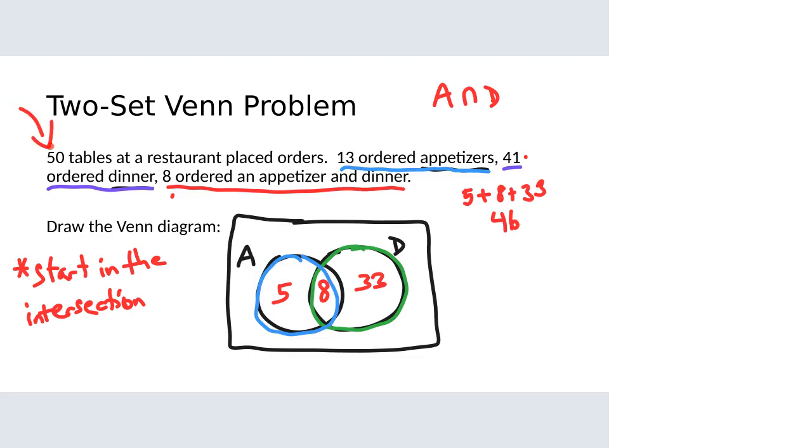I have 50 tables total. So there's 4 more tables that haven't been put anywhere on here. Great, Katrina, and they need to go out here in region 4. Maybe they ordered dessert or just coffee. Who knows? They didn't order an appetizer. They didn't order dinner, but they're in the restaurant, so they probably ordered something. We don't know what they ordered. We just know they didn't order an appetizer and they didn't order dinner. They're outside of those 2 sets.